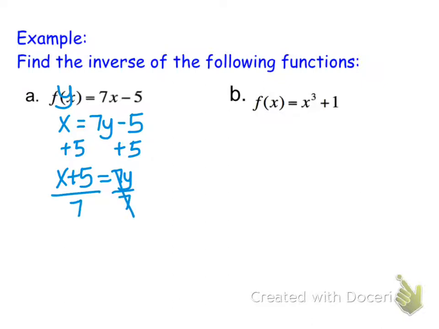Now that answer is our inverse function. Just a little bit of notation here. Remember that the fancy way to write inverses is f to the negative 1 of x. That means its inverse. And we've got x plus 5 over 7. That's the inverse function for 7x minus 5. Why don't you pause your video and try the next one?